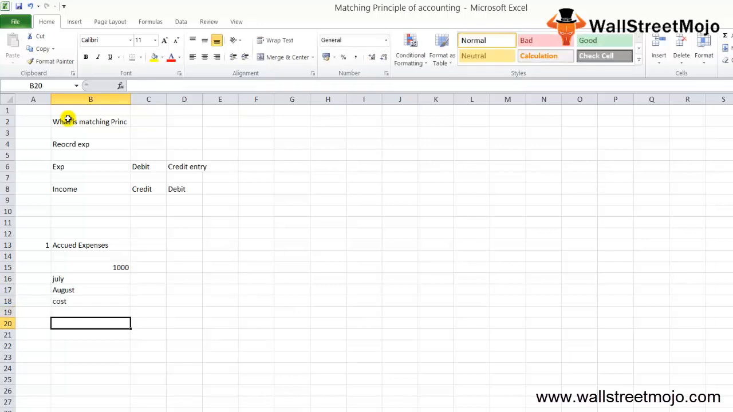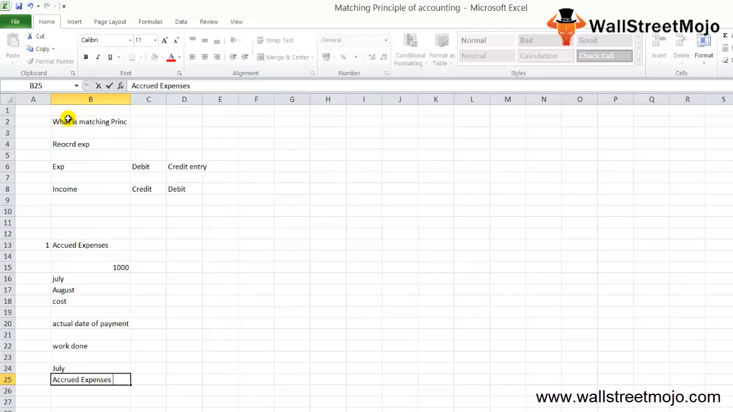Now, what we need to note here in the matching principle of accounting, for expenses, is that the actual date of the payment does not matter. So it is important to note when the work was exactly done. In this case study, the work was completed in the month of July. So this recording of such accrued expenses, irrespective of the actual payment made or not, and matching it with the relative revenue is known as the matching principle of accounting, right? This is the first example.